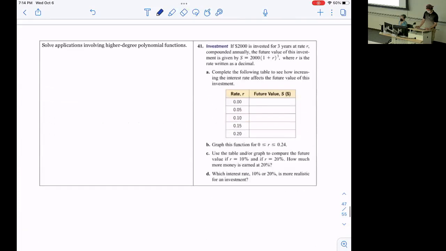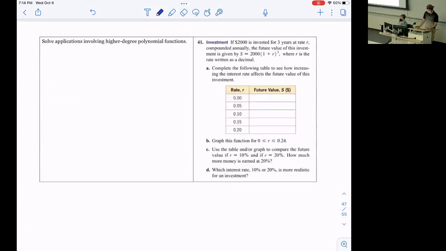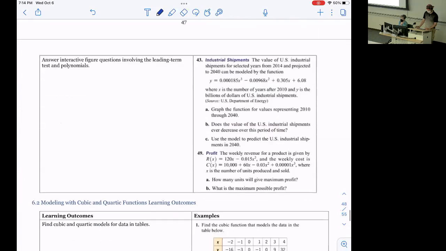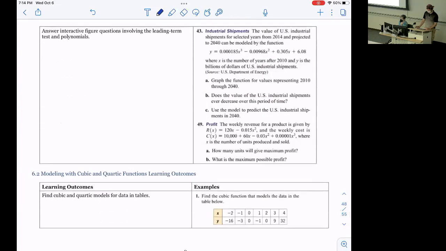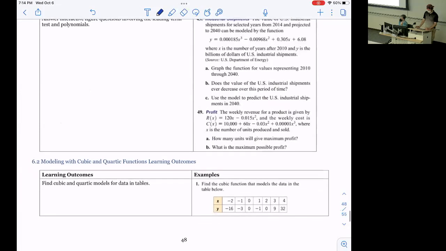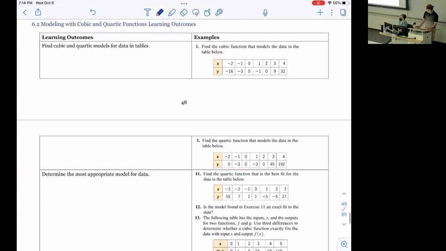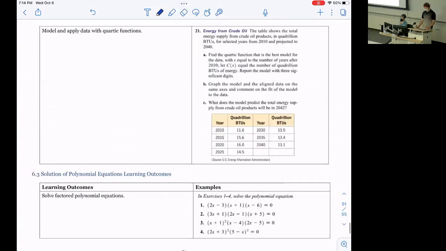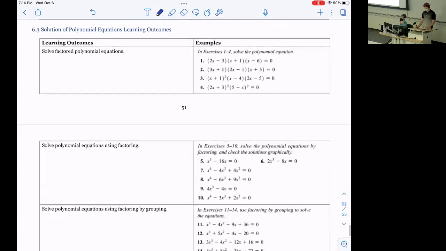All right, let's go ahead and scroll some more and then solve applications involving higher degree polynomial functions. Go ahead and scroll some more. 6.2, modeling cubic and quartic functions. This is going to be dropping these numbers into your graphing calculator and figuring out, okay, does this look like something raised to the third power or something raised to the fourth power? Then let's get to the heart of the matter. Let's go ahead and scroll through to section 6.3.